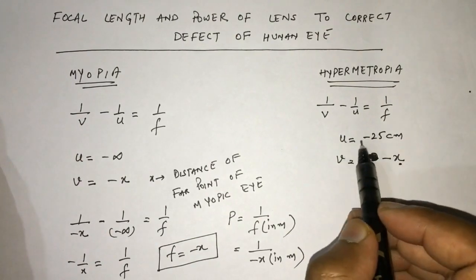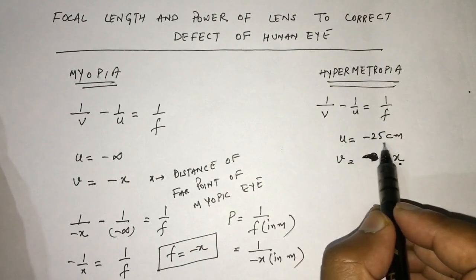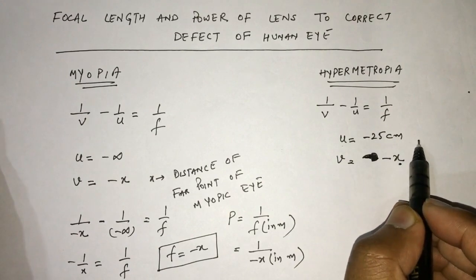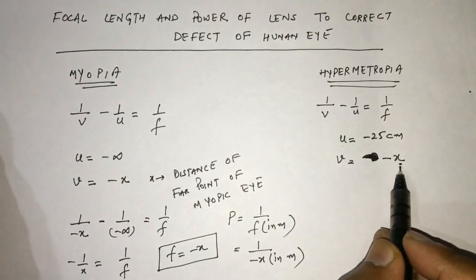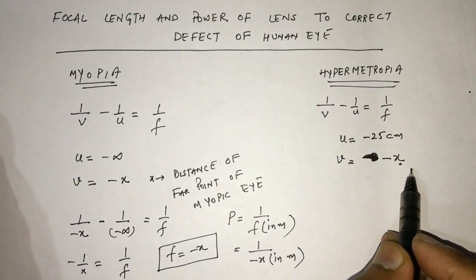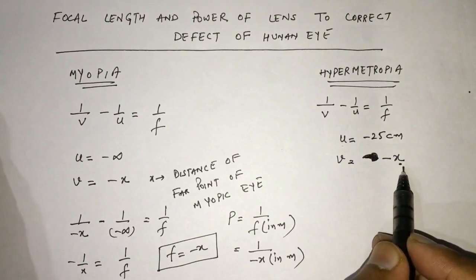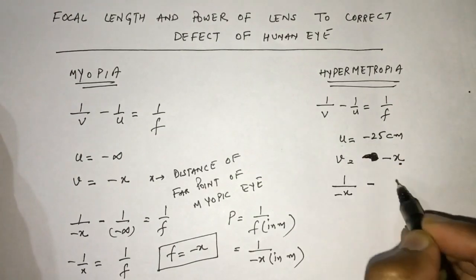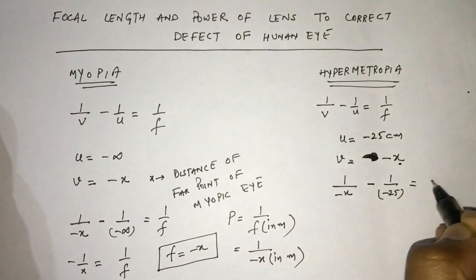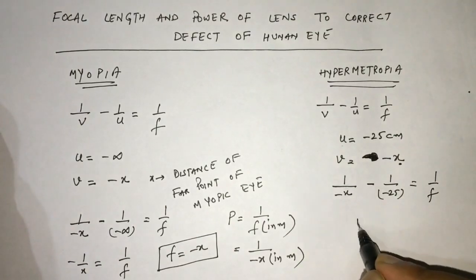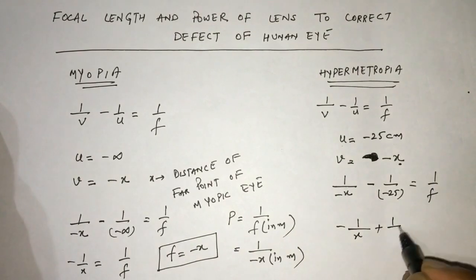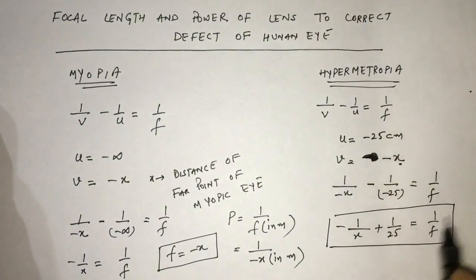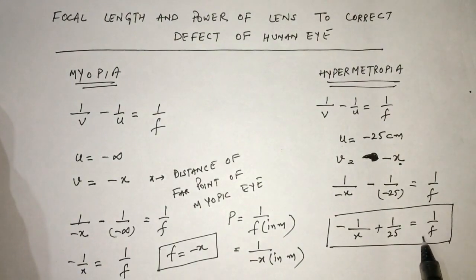The value of U is minus 25 centimeter, that is the near point or least distance of distinct vision, and the value of V is minus X, that is the near point of the defective eye. Now putting these values, we have 1 upon minus X minus 1 upon minus 25 is equal to 1 upon F. So the formula becomes minus 1 upon X plus 1 upon 25 is equal to 1 upon F. From this formula, we can calculate the value of focal length.